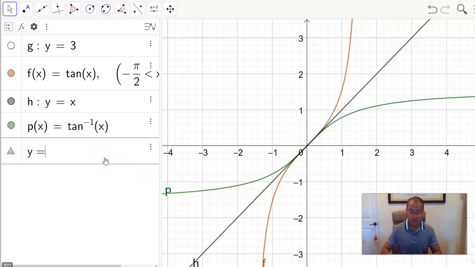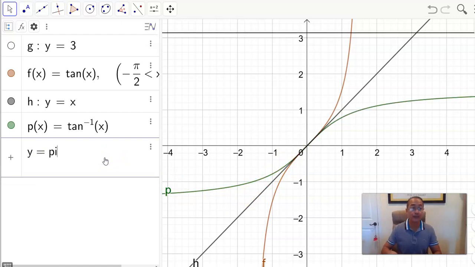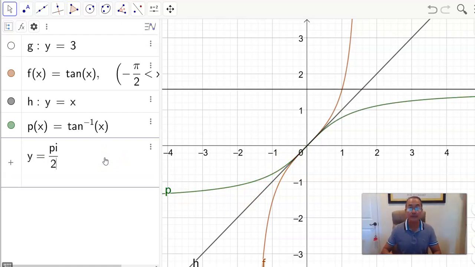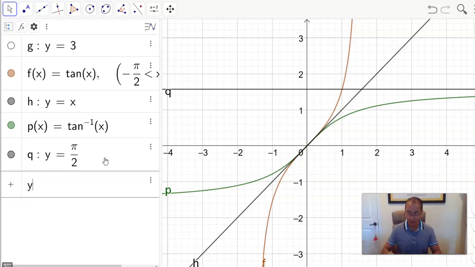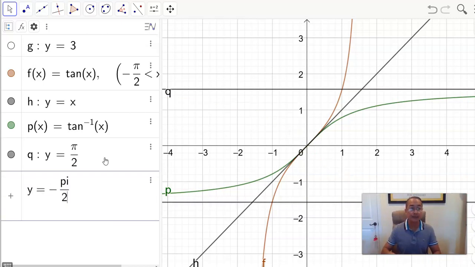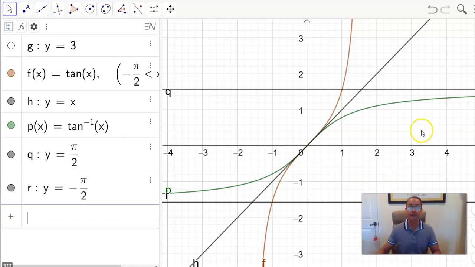Let's draw them. y equals pi over 2. There it is. And y equals negative pi over 2. Okay, there it is. Okay, so we can also write this out as a limit. The limit of the arctangent function as x goes to infinity is positive pi over 2. The limit as x goes to negative infinity is negative pi over 2.